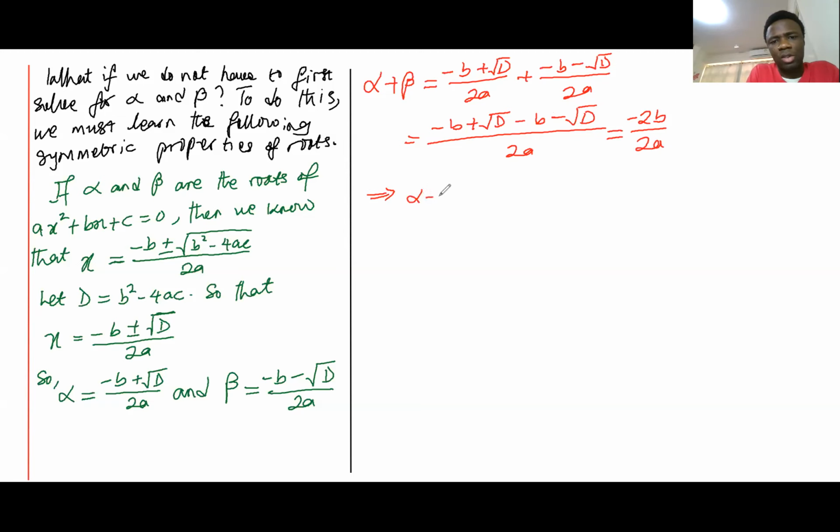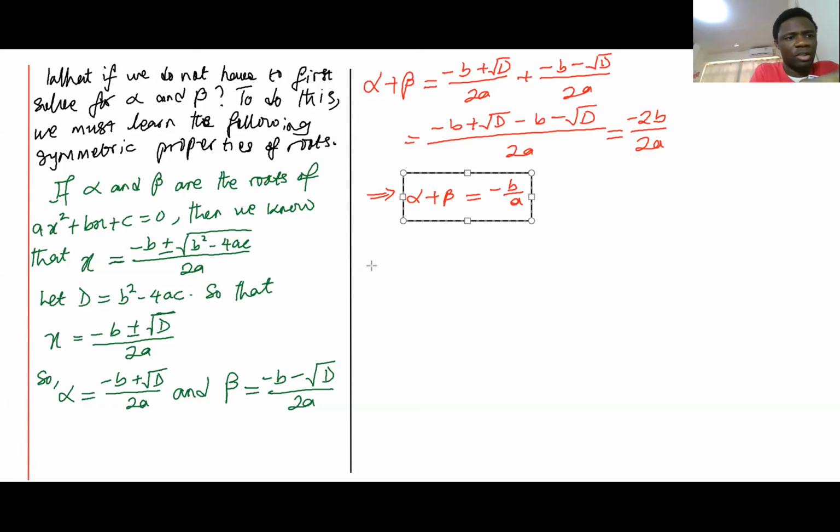So what do we have now? Alpha plus beta is what? Minus b over a. This is something that we are looking forward to obtaining. So that's our alpha plus beta. We will see the implication of this very soon.